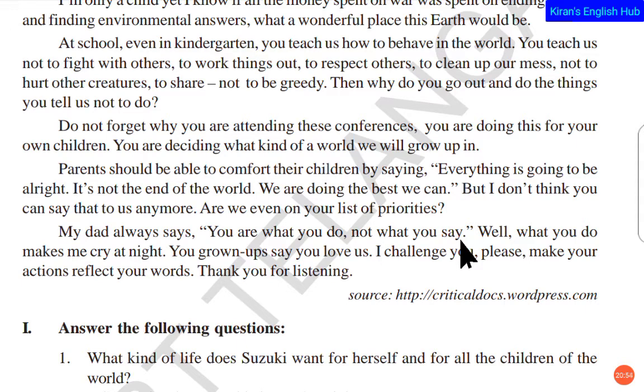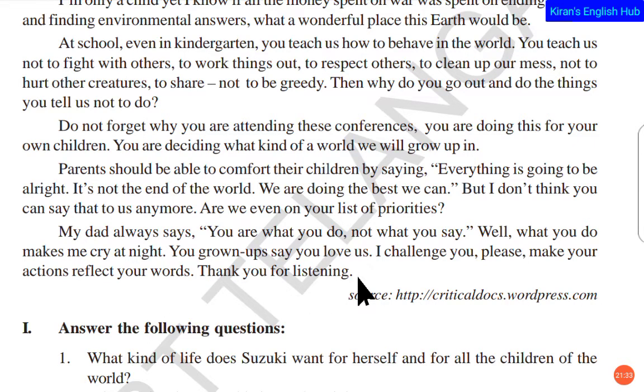So this girl's dad says, help people instead of saying help. Just like Mother Teresa said, helping hands are better than praying lips. Instead of telling, you do it in your own deeds. That is going to make the world better. What makes me cry at night? You grownups say you love us. Usually, what do parents say? I love you, this, that. I challenge you, please make your actions reflect your words.